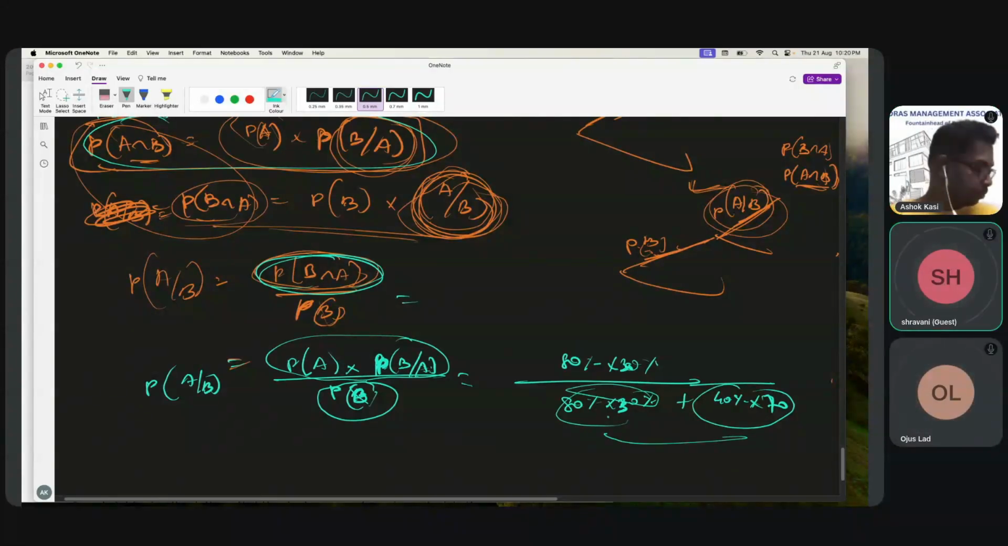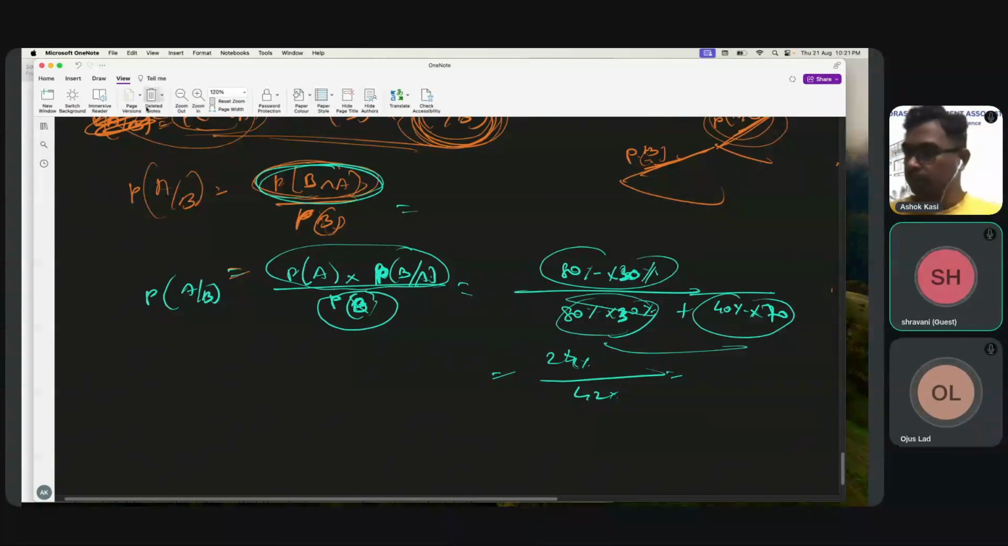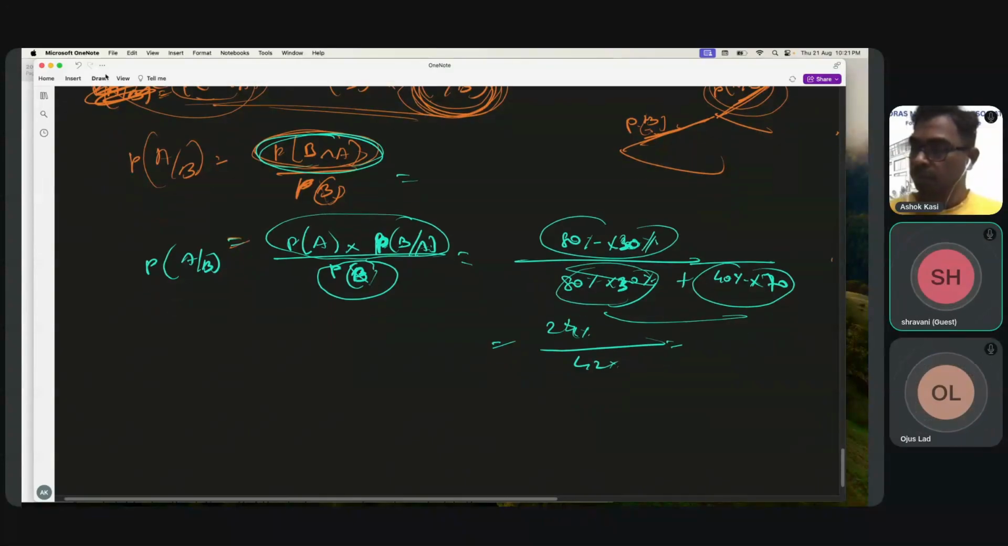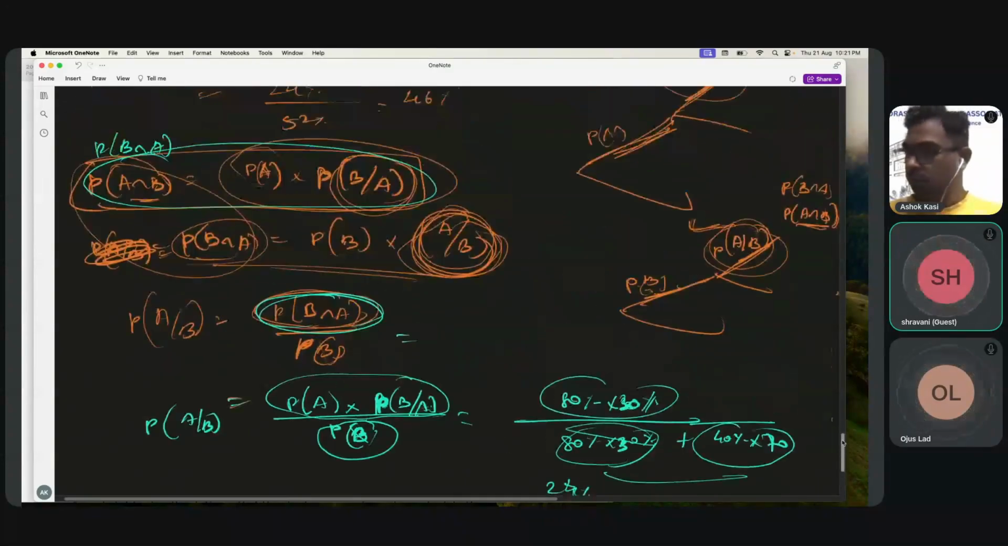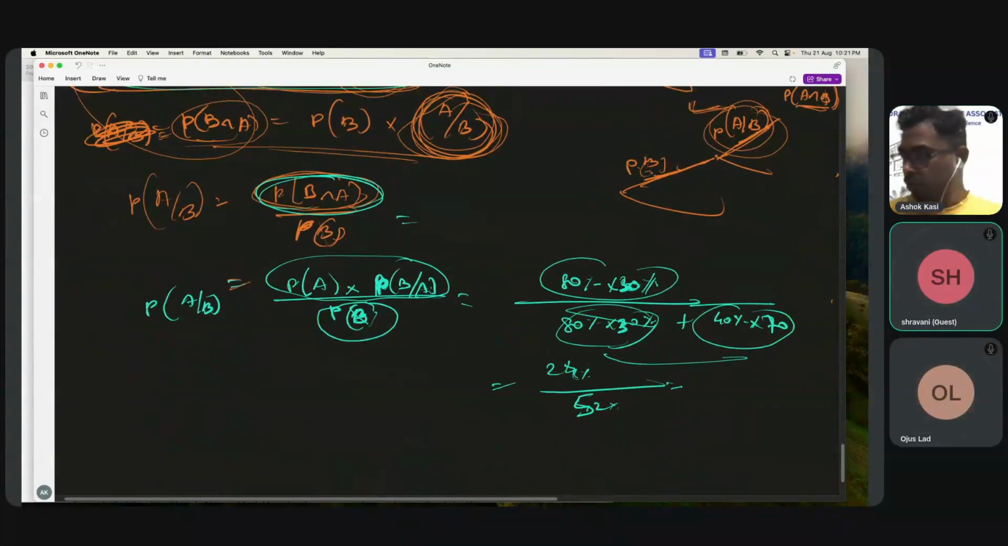It will always come up from the denominator only. So this will be 24% divided by 52%, which is 46%.